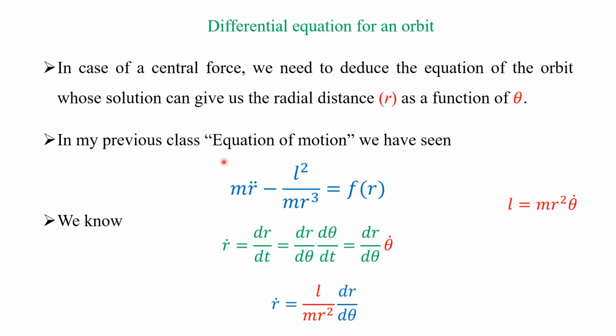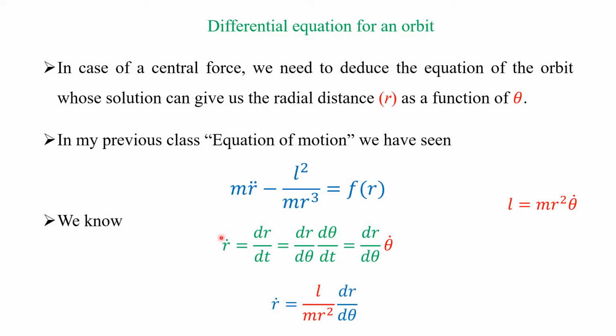In the previous class, on the equation of motion, as I said, we have seen m r double dot minus L squared over m r cube is equal to f of r. Here, the second term on the left hand side is the centrifugal term. We know that very well.